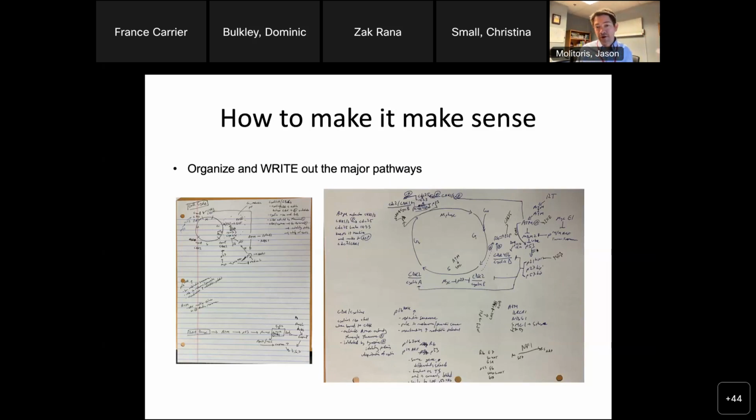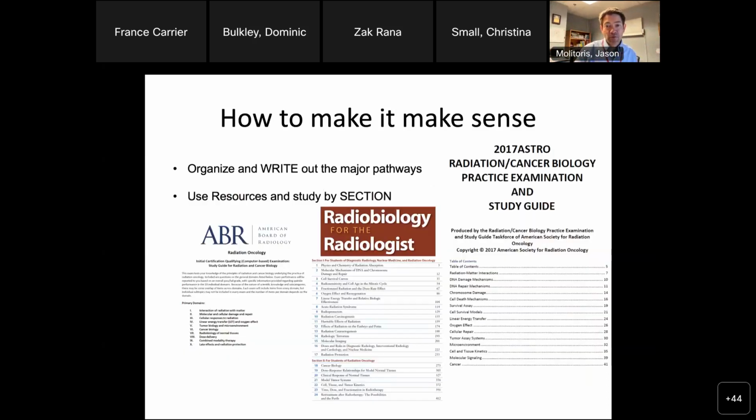So I rewrote everything out again on another sheet and kind of was able to take all of these different aspects of radiation sensitivity, radiation biology, and try to condense them down in a way that makes sense and see where things would fit together with one another.